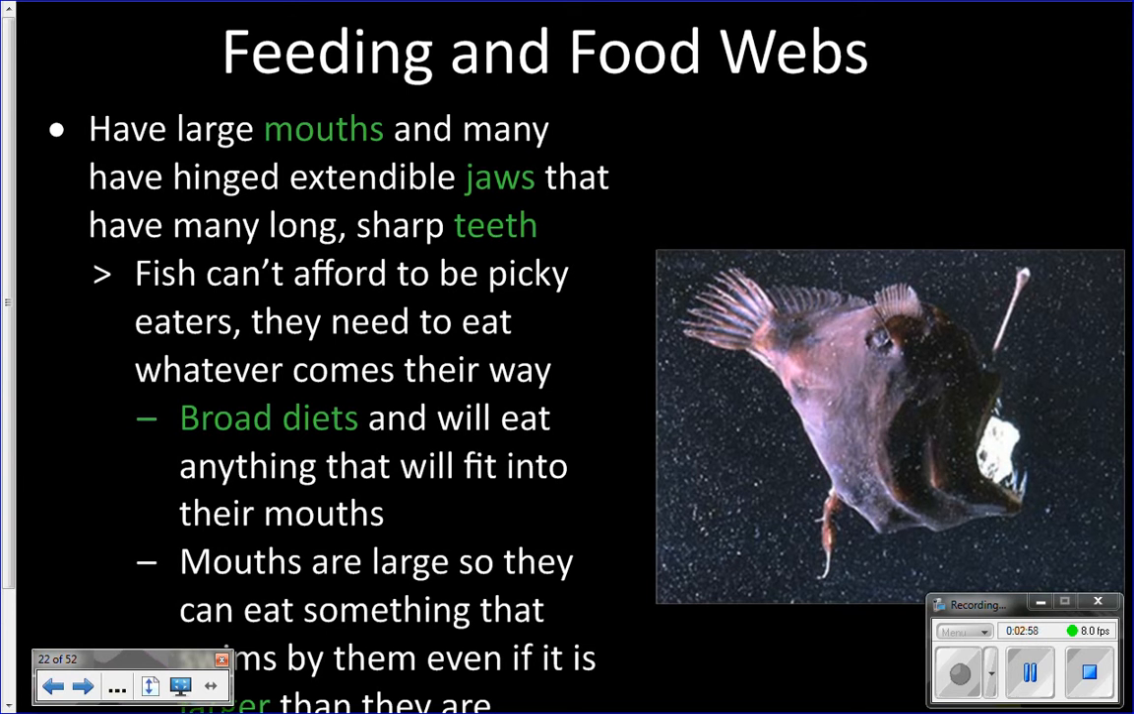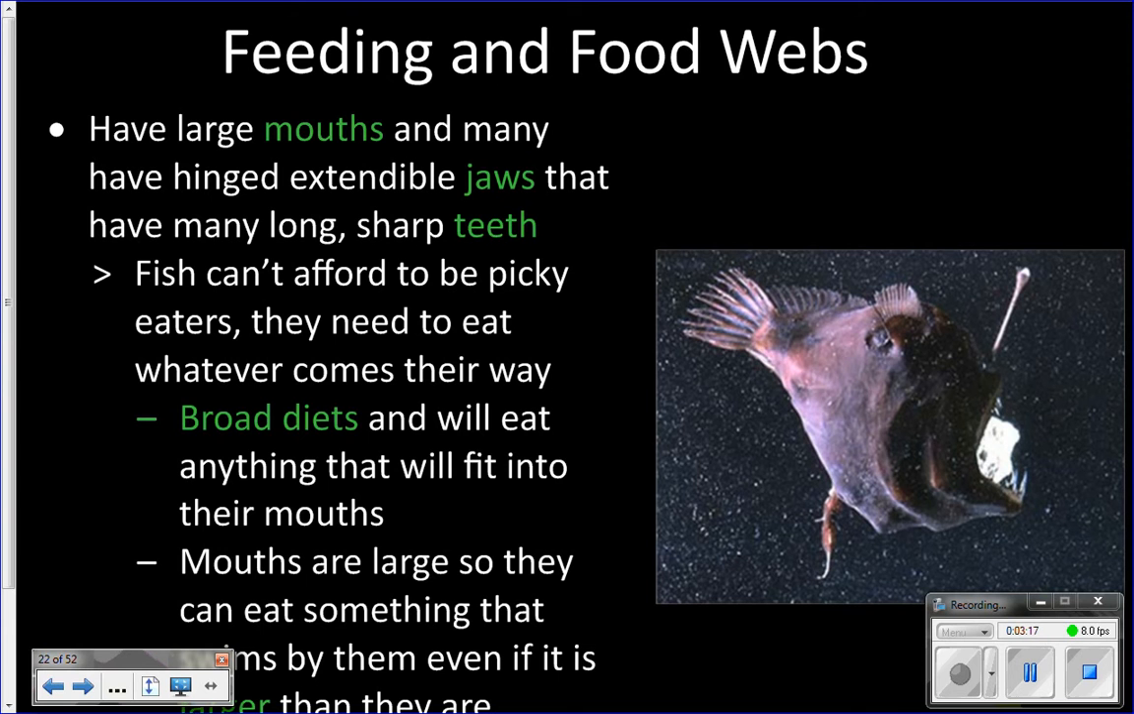And if that prey item is larger than their mouth, then that's the problem because they can't really eat it. So they have big mouths, so that pretty much whatever swims by, they can eat it because their mouth is large enough to eat that prey item. And also, their jaws are big, but then their jaws can also be hinged to open even wider.